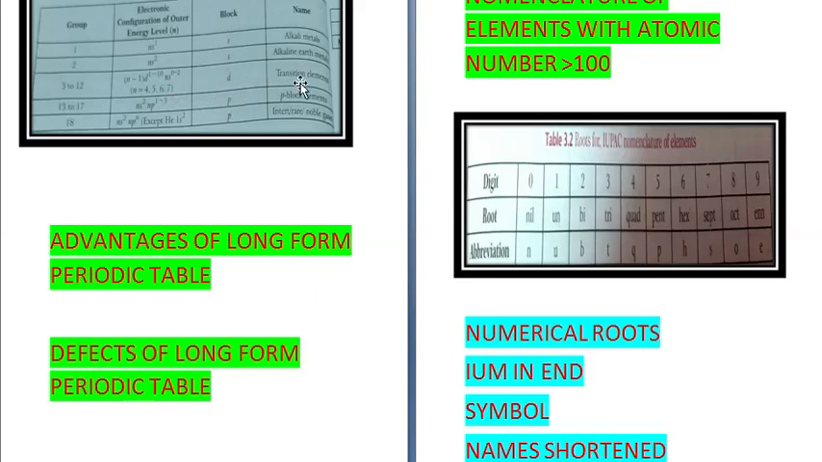From group 13 to 17, the electronic configuration is ns2, np1 to 5. They are p block elements, and they are also known as p block elements only. And then group 18 is ns2, np6, except helium. Helium doesn't have this electronic configuration, but it is present in group 18. So they are the p block elements. They are also known as inert gases, rare gas elements or noble gases.